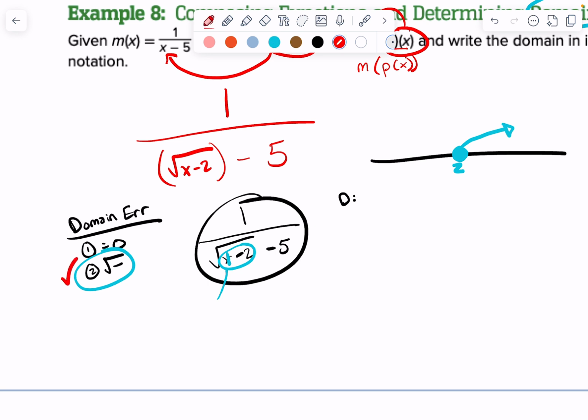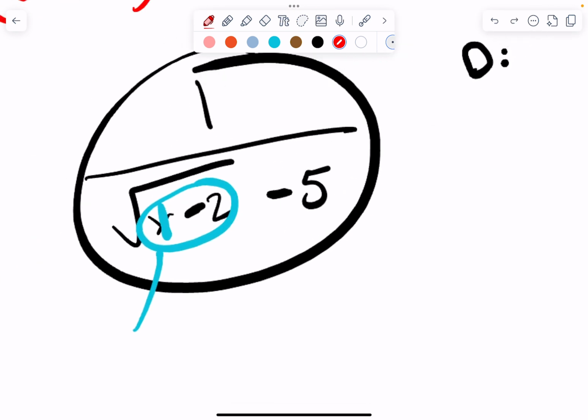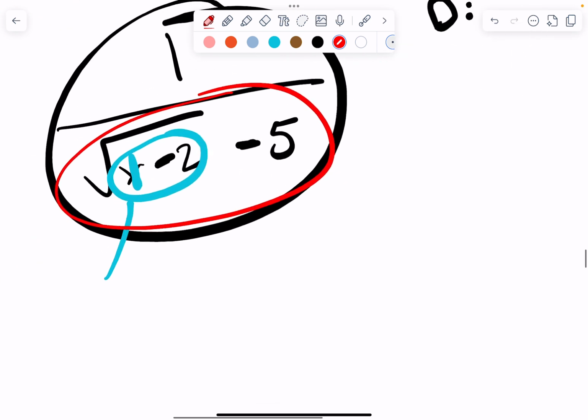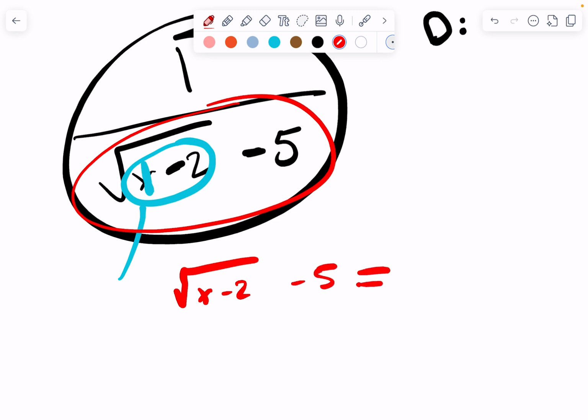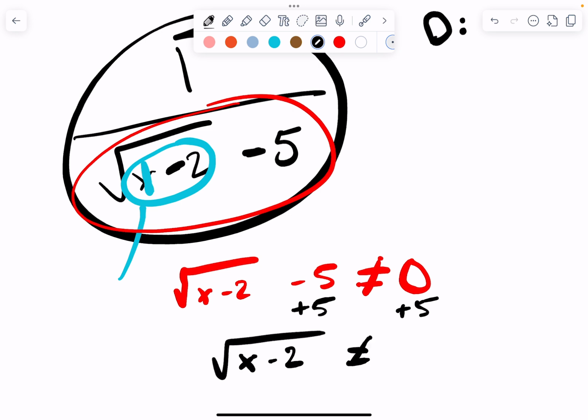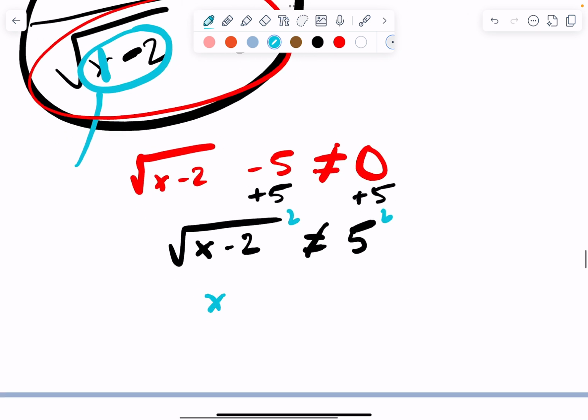But we also have to address the top one, where we're dividing by 0, because I have a bottom also. I don't want this bottom to be equal to 0. How do I solve that? I'm going to say the square root of x minus 2, minus 5, can't be 0. Let's solve for x. I add the 5 over: the square root of x minus 2 cannot be 5. If I square both sides to get rid of the square root, x minus 2 cannot be 25. Then I add the 2 over, so x cannot be 27.